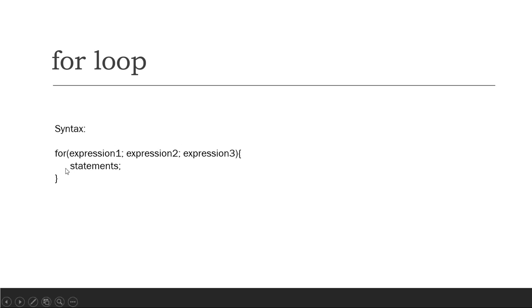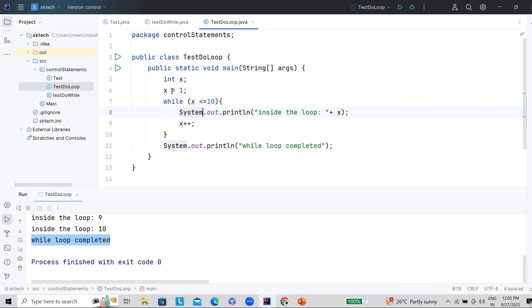Let us understand the syntax of this for loop and the meaning of each statement, and compare it with the while loop or do while loop. So let us go to the program. If you see here, we have written the statement x equal to 1, which means we have initialized the value, and that initialization is going to happen only once, right?